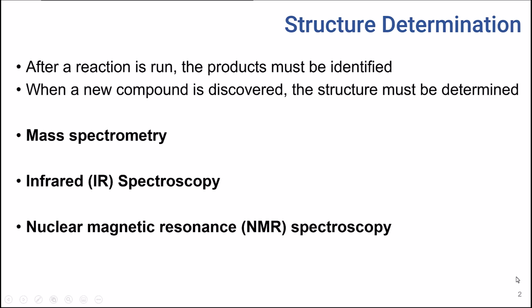So there are three methods of spectroscopy that we'll be looking at. One of them is mass spectrometry, which gives you the mass or the molecular weight of the compound. Infrared spectroscopy tells us about the functional groups. And nuclear magnetic resonance spectroscopy, or NMR, tells us about how it's connected together.